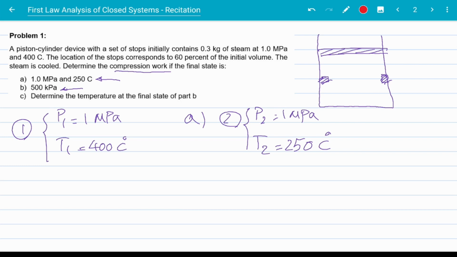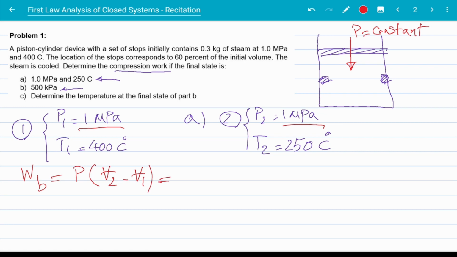Okay? Now this is a constant pressure process until the piston hits the stops, that is. But we are dealing with a constant pressure compression. So pressure remains constant. As you can see, the initial and final pressure are the same, so it's a constant pressure process. Now the boundary work of a constant pressure process is pressure times the final volume minus the initial volume, right? Which we can write as pressure times mass times specific volume at the final state minus the specific volume at the initial state. So all we need to do is find the initial and final specific volumes.